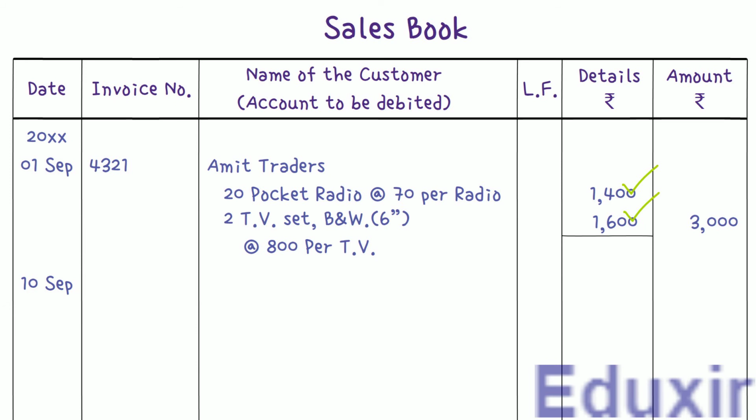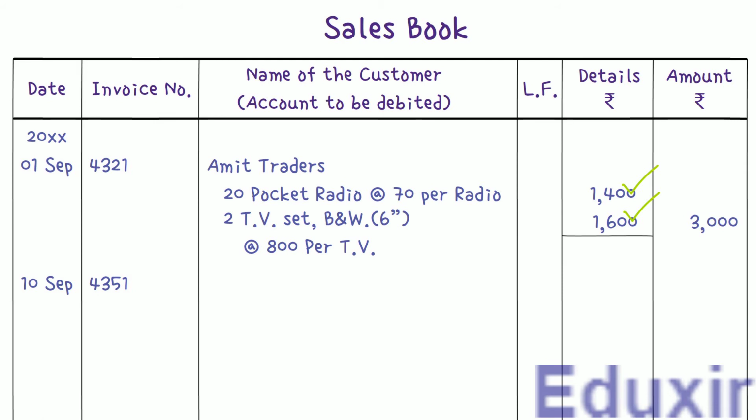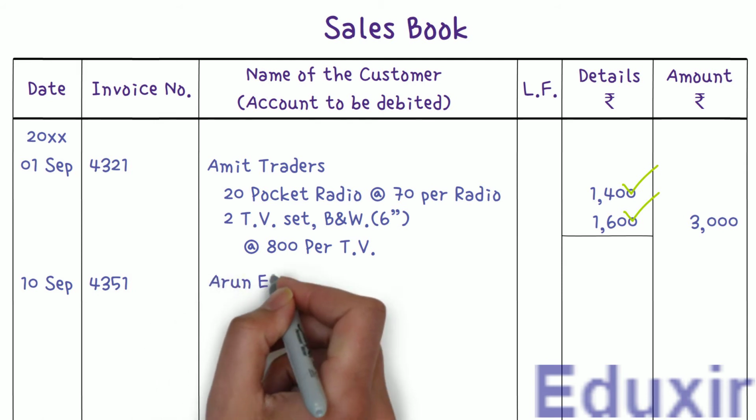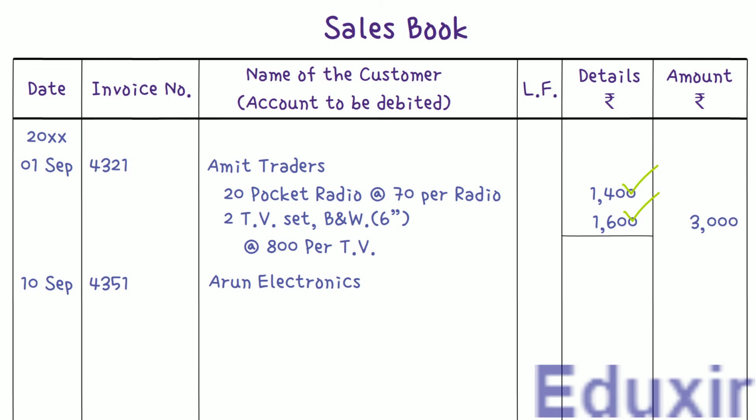Let us then record the invoice number as 4351. Let us now record Arun Electronics as the name of the customer. We are done with the recording of the name of the customer. Let us now take up the details of the sales done to this customer.